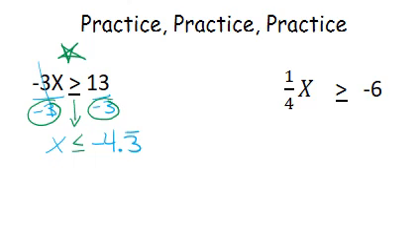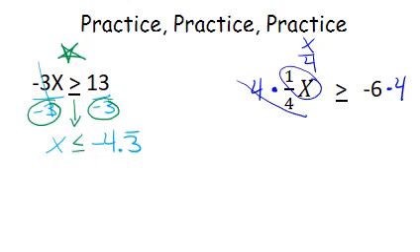Okay, now we have 1/4 x ≥ -6. 1/4 x is also x over 4, x divided by 4. So we have division. So we are going to multiply both sides by 4. The 4's cancel. I'm left with x. Negative 6 times 4 is negative 24.